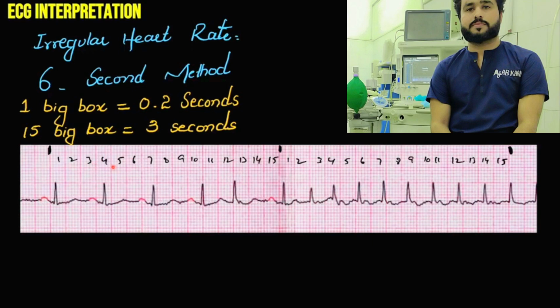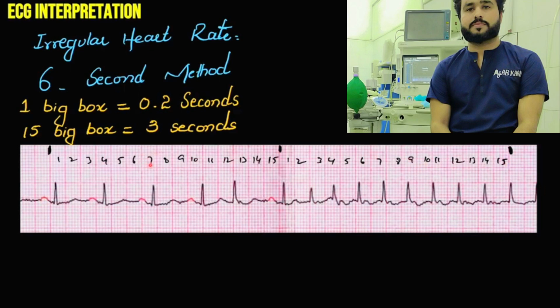1, 2, 3, 4, 5, 6, 7, 8, 9, 10, 11, 12, 13, 14, 15. This is a 3-second strip. And then we count another 3-second strip: 1, 2, 3, 4, 5, 6, 7, 8, 9, 10, 11, 12, 13, 14, 15. 3 seconds plus 3 seconds is equal to 6 seconds.